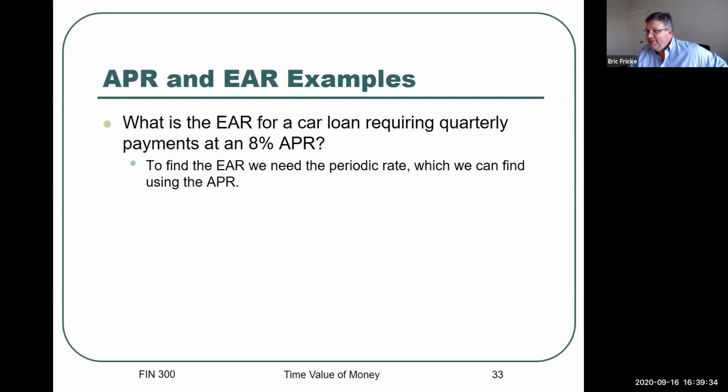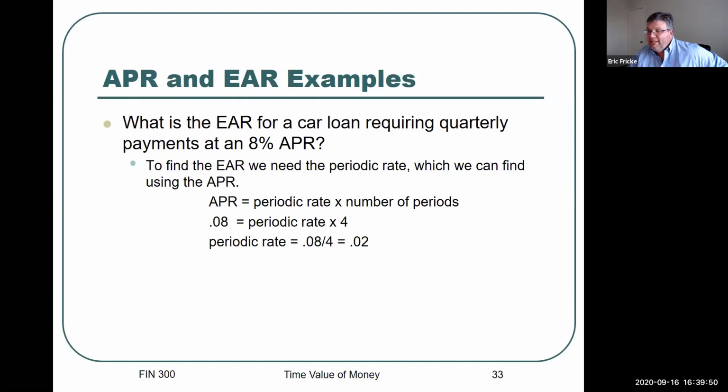Let's look at the steps here. We've got this formula for APR, and we can plug in the data that we have and use that to solve for the periodic rate. And so that means the periodic rate is going to be 0.02 or 2%. So on an 8% APR, where interest is charged quarterly, 4 times a year, that means the periodic rate is 2% per quarter. Okay?